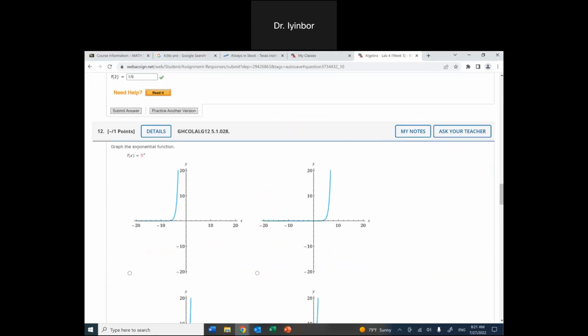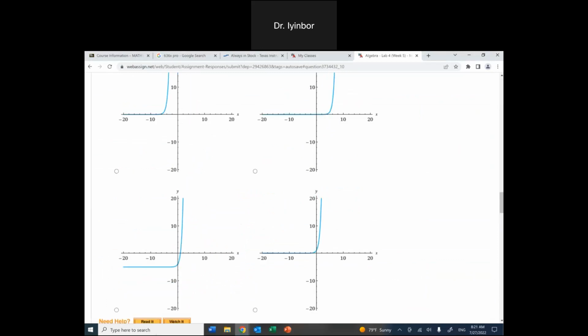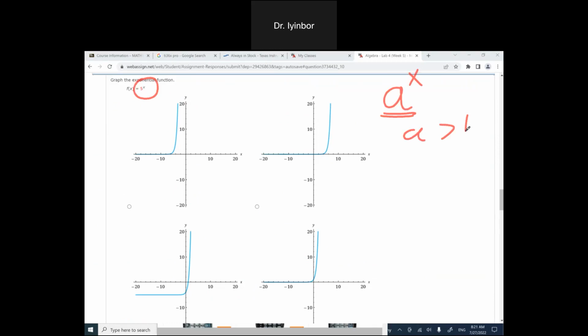Now, number 12 has graphs. And how you do the graphs, you need to pick the right one. So here we have an exponential function, and my function is 5 to the x. You're going to have different numbers to the x, doesn't matter. The graph of an exponential function is an increasing function. If the base, which is the 5 in this case, is bigger than 1, remember the function is a to the x, if the base a is greater than 1, doesn't matter which number bigger than 1, the graph of the function is always going to look like this.